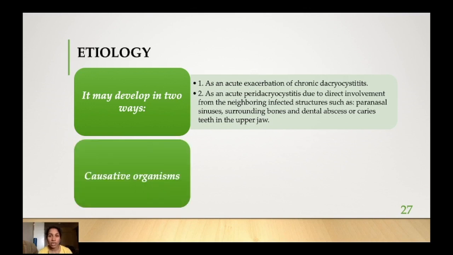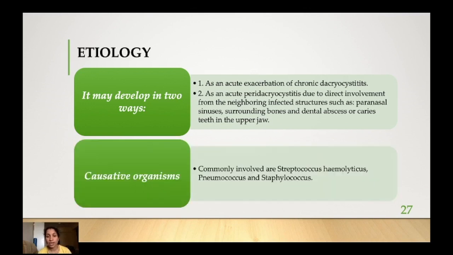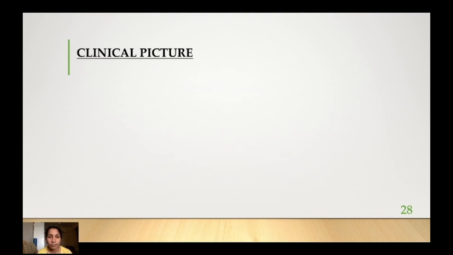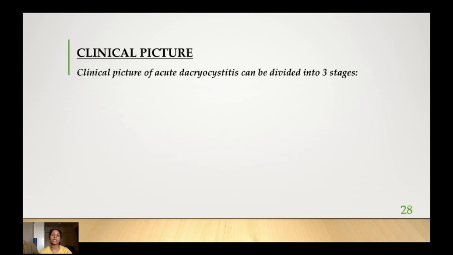The causative organisms commonly involved in acute dacryocystitis are Streptococcus, Pneumococcus, and Staphylococcus. Clinical features. Clinical features of acute dacryocystitis can be divided into 3 stages. In chronic dacryocystitis, we mentioned 4 stages. Here it is divided into 3 stages.